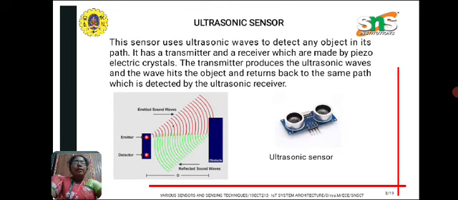An ultrasonic sensor uses ultrasonic waves to detect any object in its path. It has a transmitter and a receiver which are made of a piezoelectric crystal. The transmitter produces ultrasonic waves, and the wave hits the object and returns back along the same path, which is detected by the ultrasonic receiver. This is an ultrasonic sensor, and it has an emitter and also a detector.